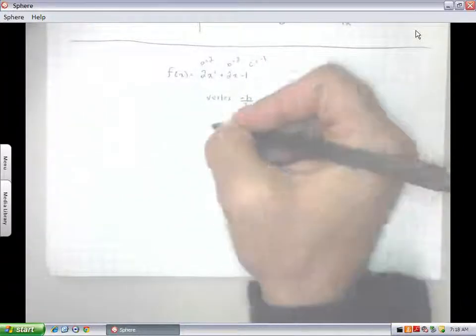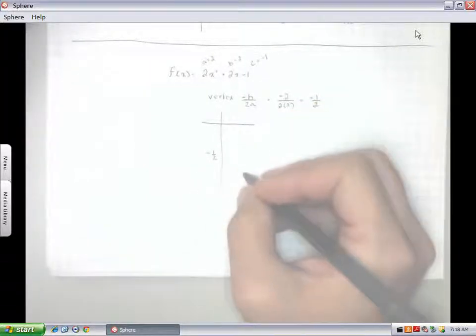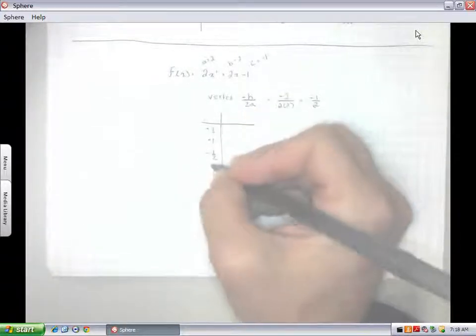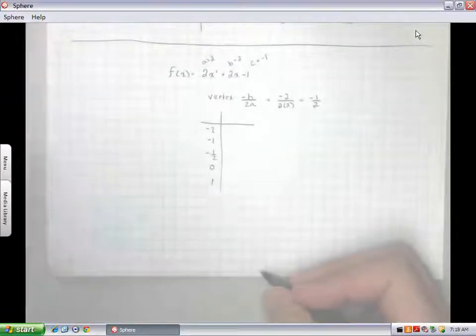So again, setting up my table, the vertex goes at the center. Now, I'm going to pick 2 values around it. Well, negative 1 is the next integer right below it, then negative 2. Above it would be 0 and 1. So notice that even though my vertex is a decimal, I'm choosing integers around it, because integers are just going to be so much easier to graph.